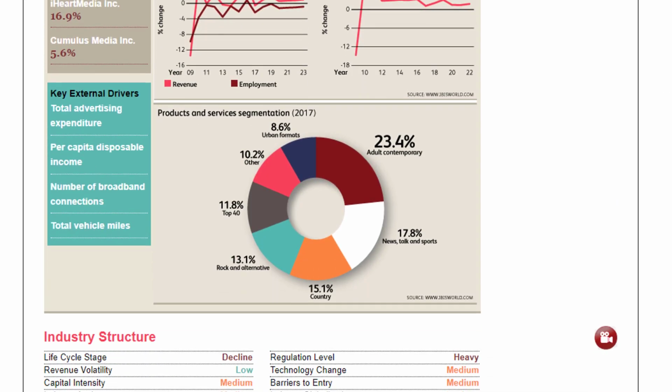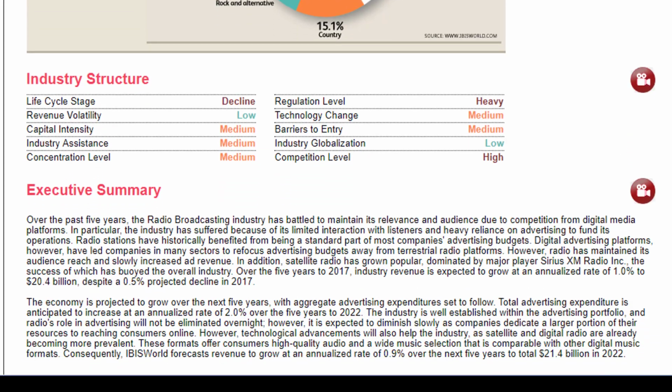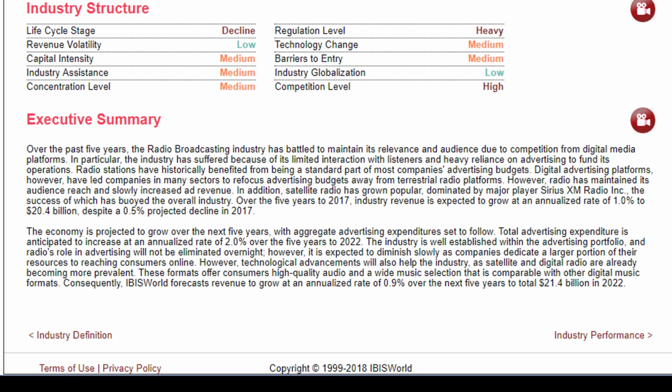Our Industry at a Glance, structure, executive summary. The executive summary is just going to give you a very brief overview. You'll see a couple of things that might be useful. This idea of terrestrial radio, that's going to be that traditional on-air or over-air broadcasting. And then you're going to see satellite radio. Satellite radio is going to be a little different.